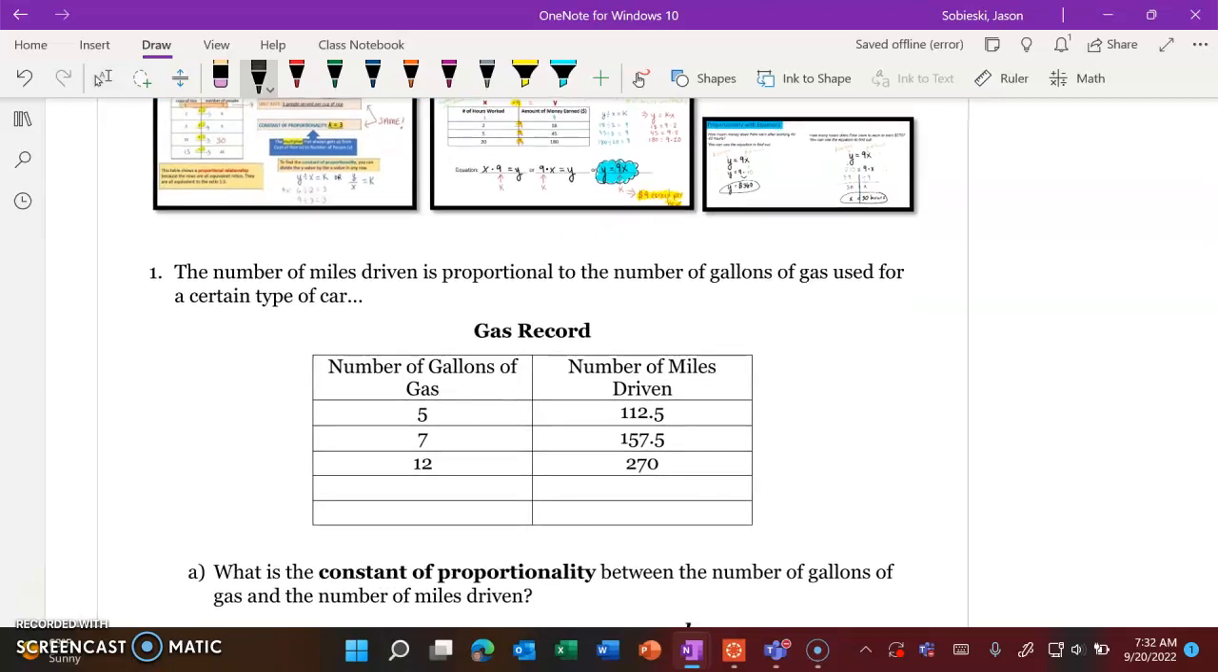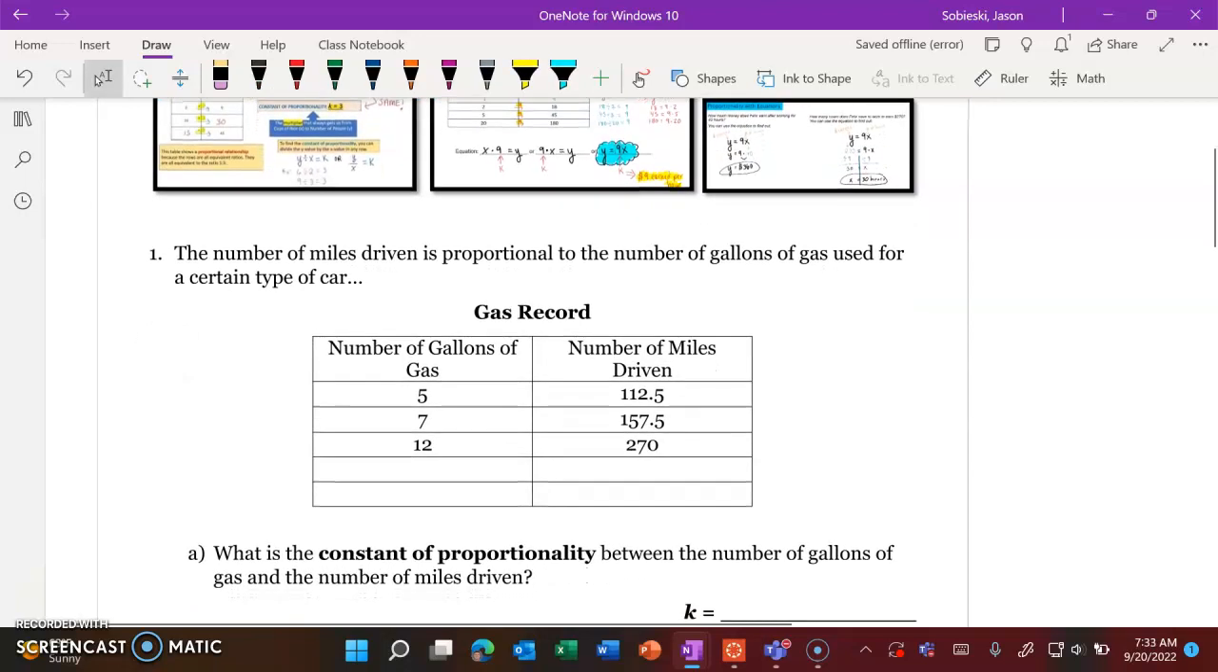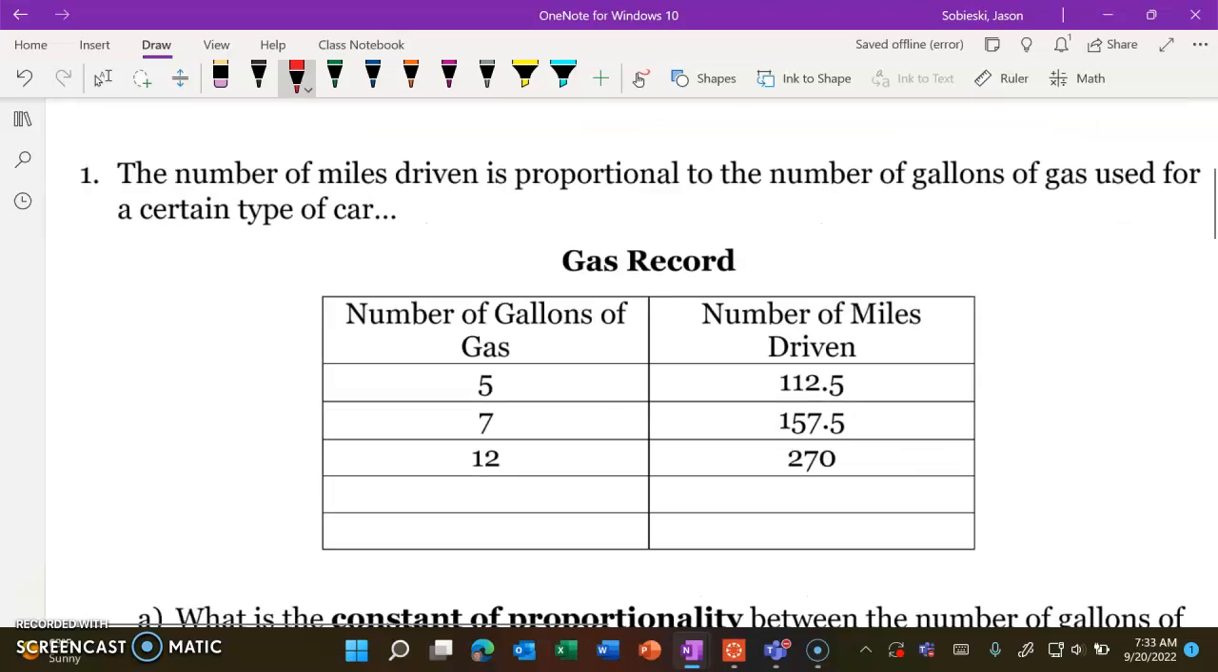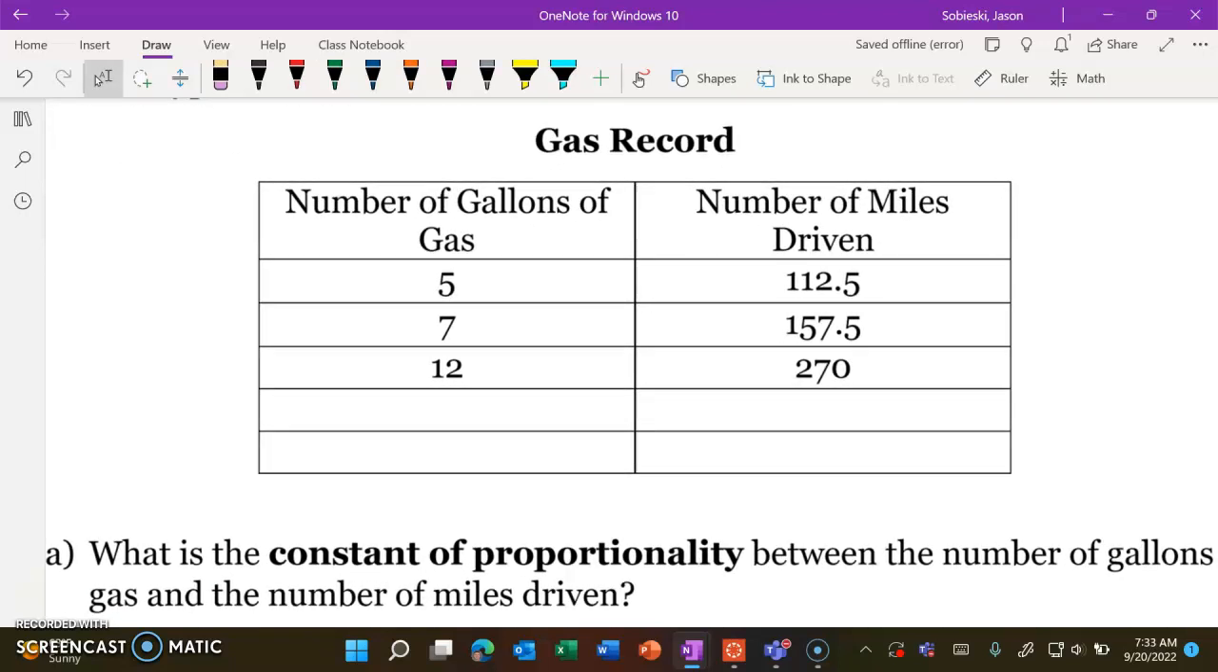So we are going to start right off with number one, which talks about a gas record for a certain car. They tell you that miles driven is proportional to the number of gallons of gas used, right? Which makes sense. There's a relationship, right? A car will get a certain level of efficiency based on how much gas they use to go a certain amount of miles. So what we need to do is investigate our table first.